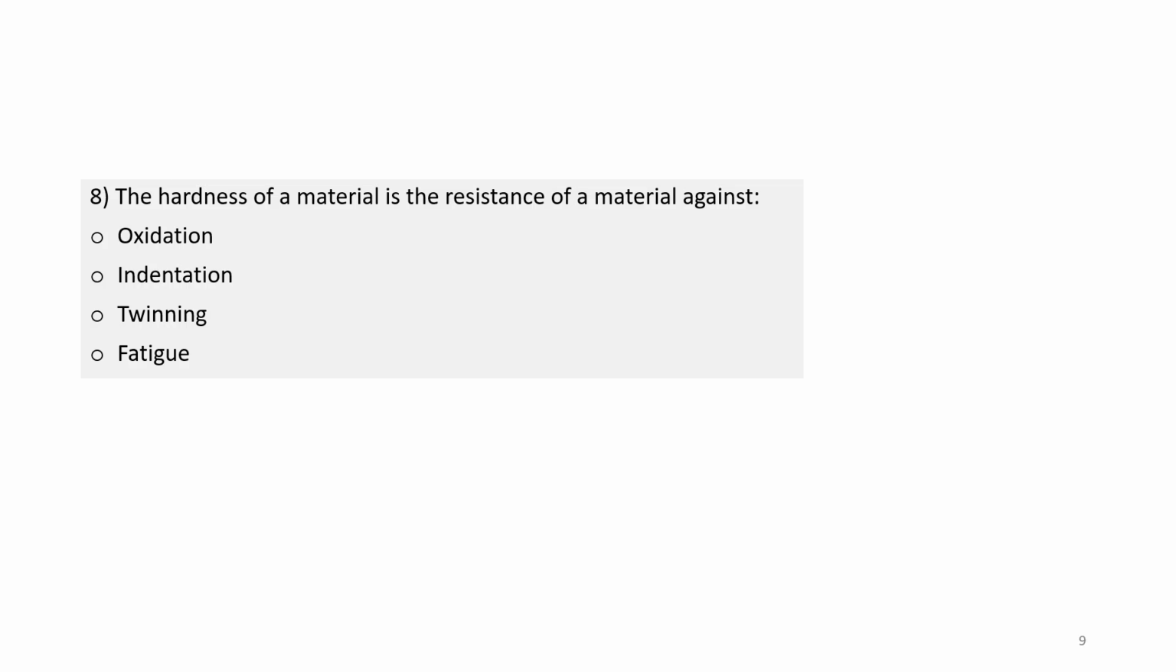Next question is, the hardness of a material is the resistance of a material against. Your options are oxidation, indentation, twinning, and fatigue. So hardness is measured with the help of indentation type of machines. So it can be indentation based as well, scratch based as well, or rebound based as well. But other options are not given, only indentation is given. So indentation will be the easily correct answer.